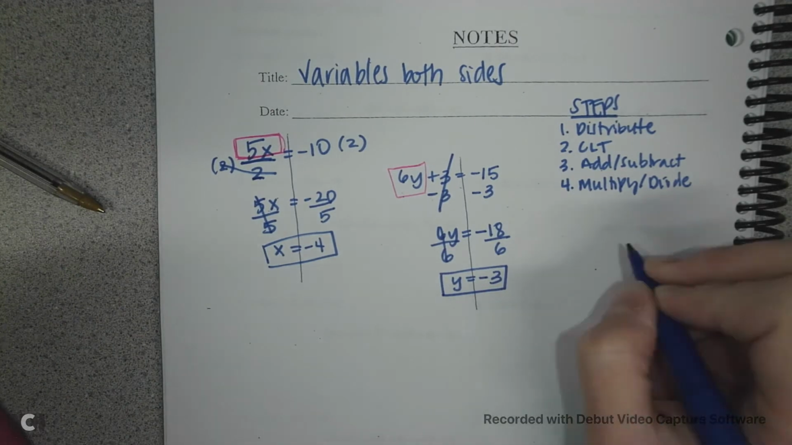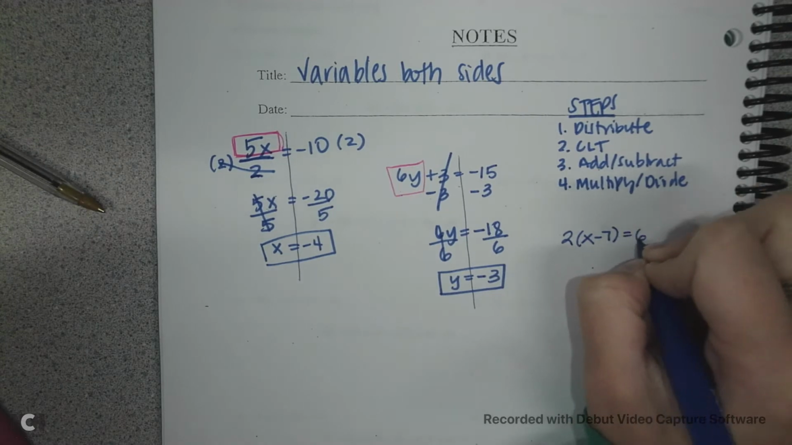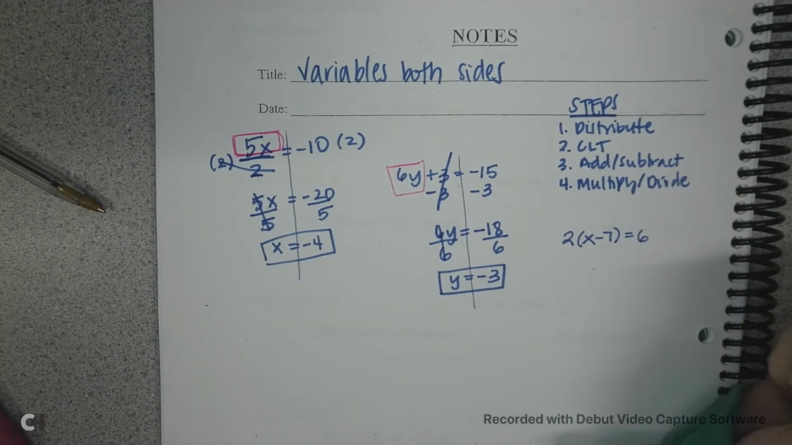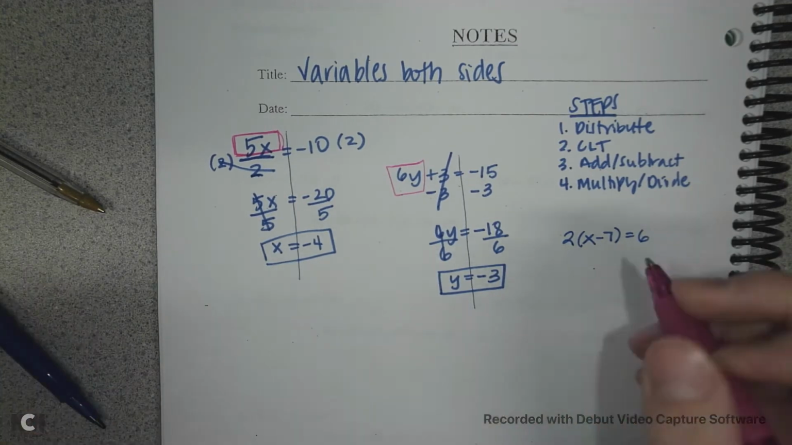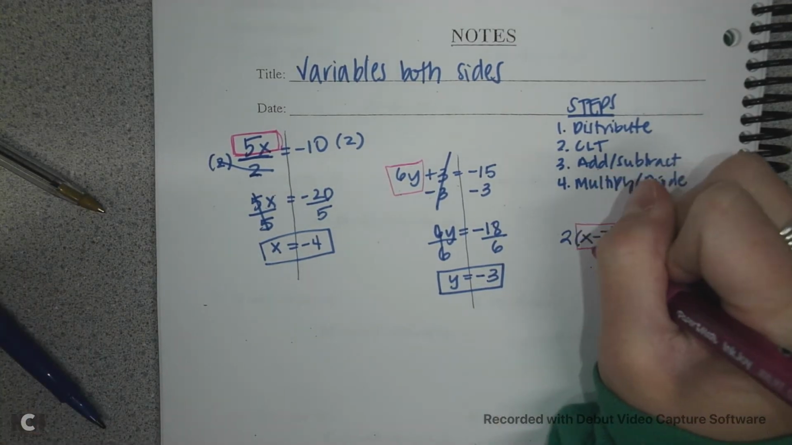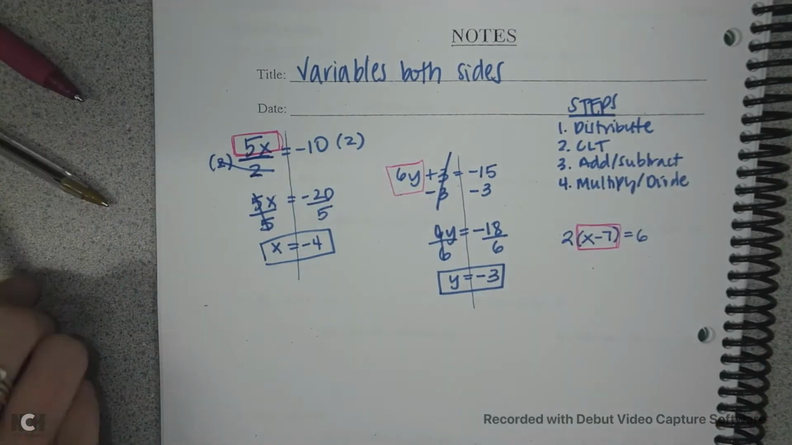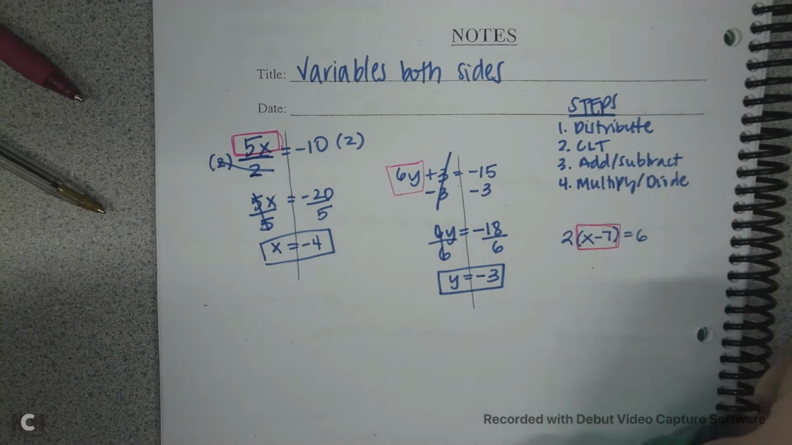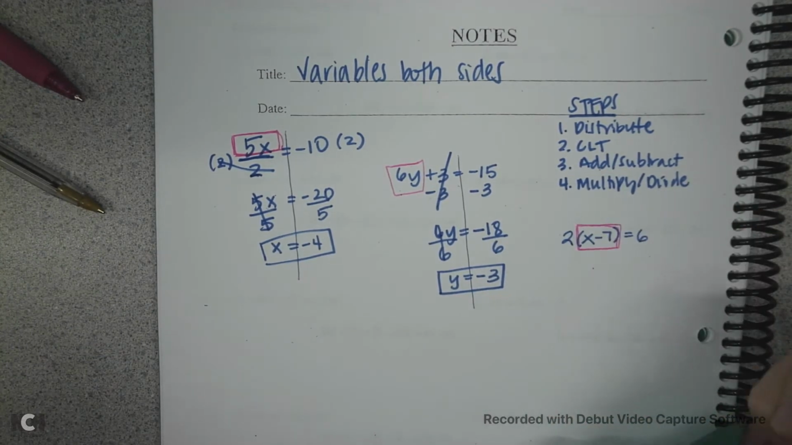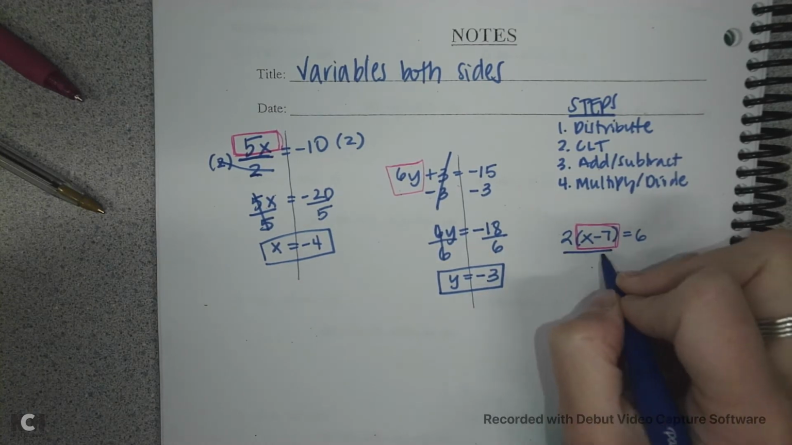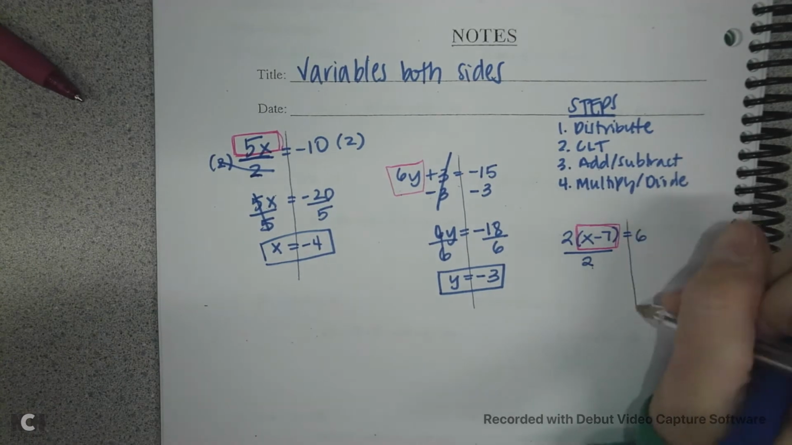Okay, if I had a problem that looked like this, 2(x minus 7) equals 6, there's a few different ways to solve this problem. I'm actually going to solve it a different way. I'm going to keep this guy all together because my variable is attached to my number, and I want to get rid of my 2 first. Well, since my 2 is getting multiplied by whatever's on the inside of the parentheses, I want to do the opposite of multiply, which is divide. I forgot my wall. Oh no.